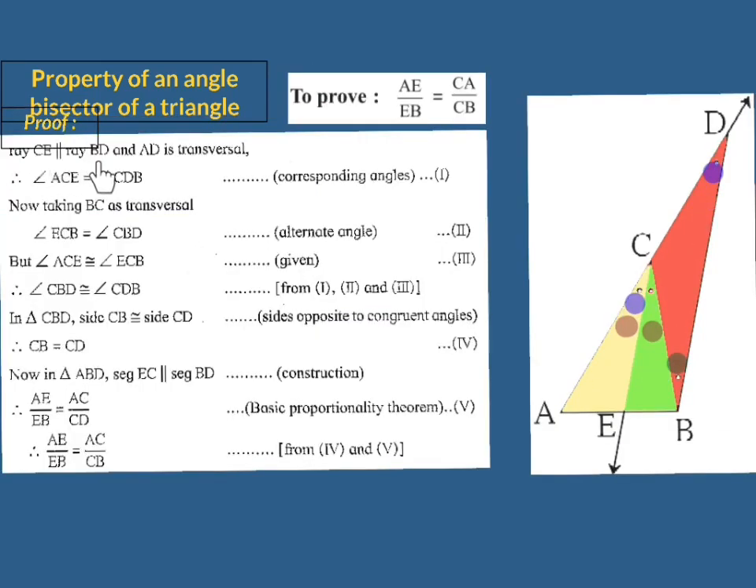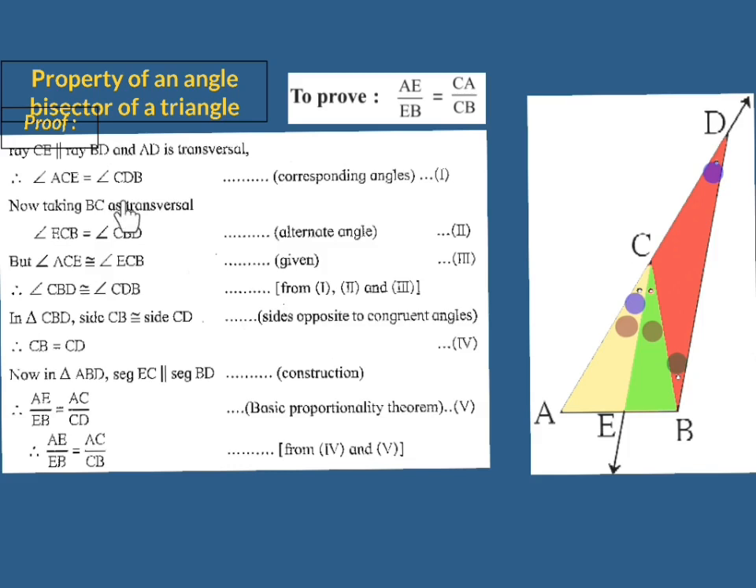Ray CE is parallel to ray BD and AD is a transversal. Hence, angle ACE is congruent to angle CDB. This is our first pair. Reason will be corresponding angles.